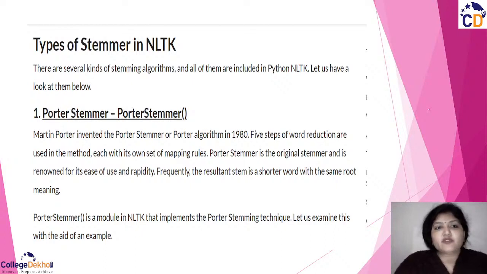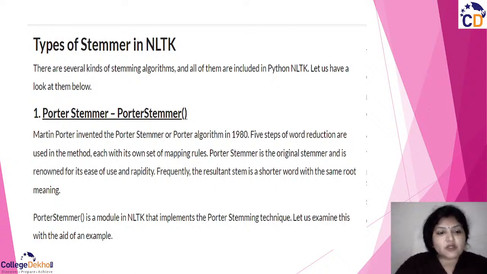The first type of stemmer is the Porter stemmer. What is the Porter stemmer? Basically it was invented by Martin Porter in 1980. Five steps of word reduction are used in this method, each with its own set of mapping rules. Porter stemmer is the original stemmer and is renowned for its ease of use and rapidity. It quickly removes the affixes. The resultant stem is a shorter word with the same root meaning, right? So that is the advantage.